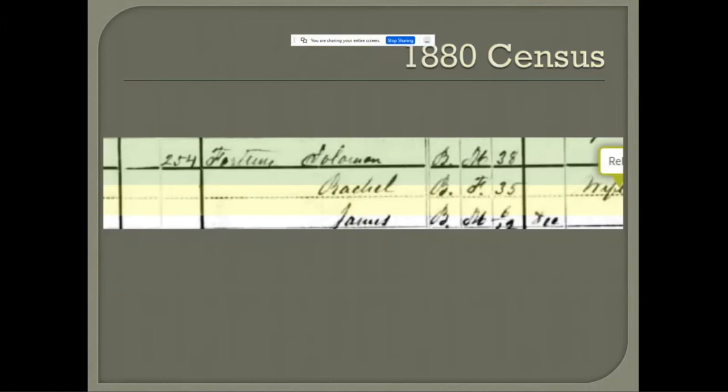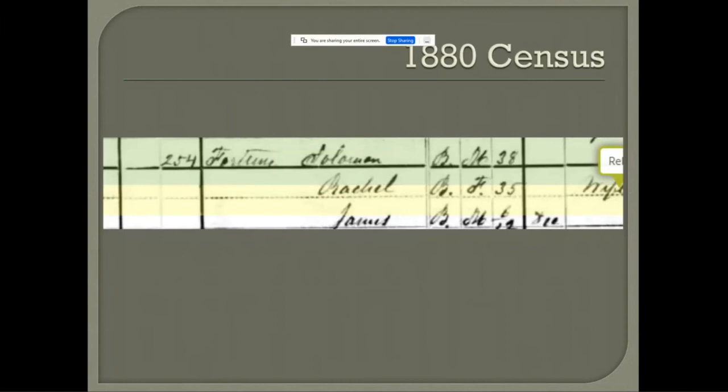there is Rachel Fortune on the 1880 census, married to Solomon Fortune, which she talks about. That's her brother-in-law, who told her when she was born. And then they have a son named James. So that information is good. Now I have a key to get into finding the sentence. So I'm really, really happy about that.